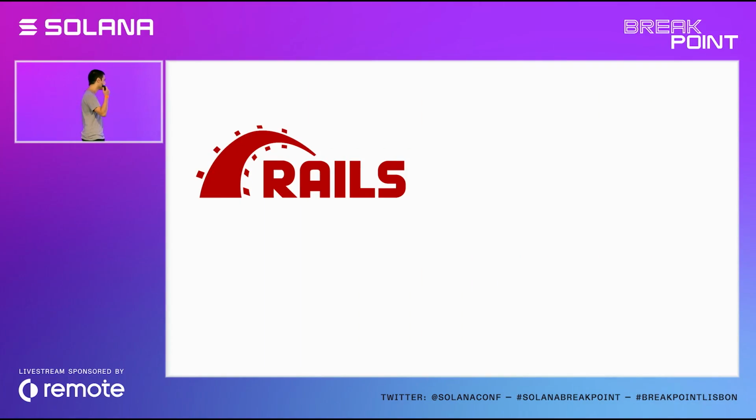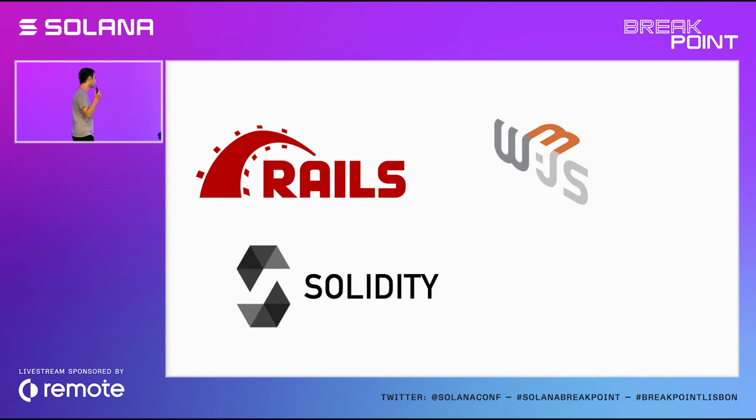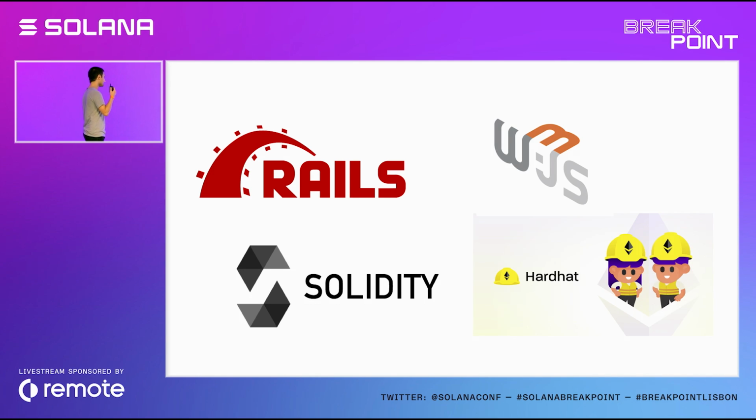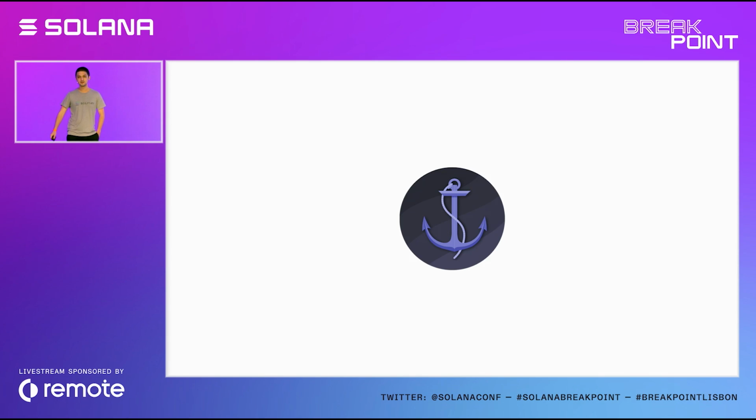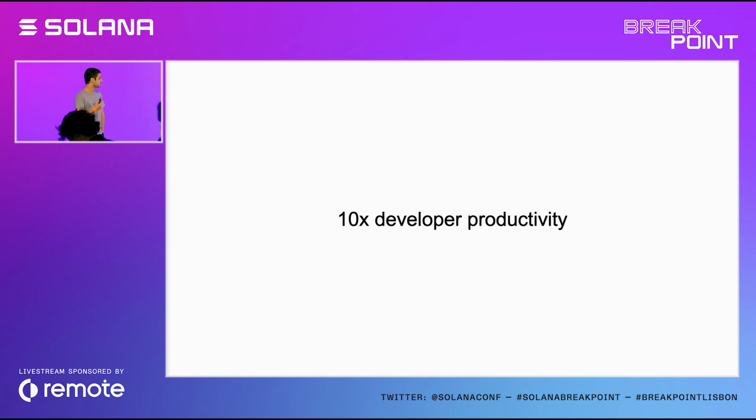So in the Web 2 world, we have tools like Ruby on Rails. On Ethereum, we have Solidity, Web3.js, and Hardhat. And on Solana, well, we have Anchor. And the thing that all of these tools have in common is that they allow you to 10x developer productivity by abstracting away the complexity of the underlying platform.